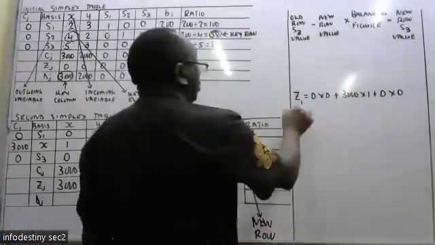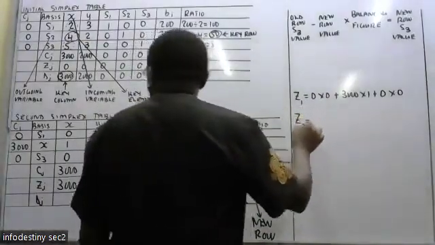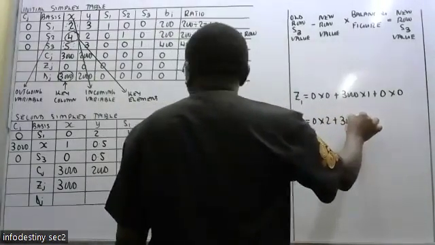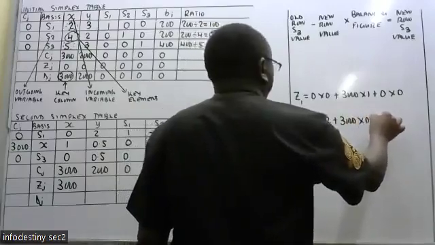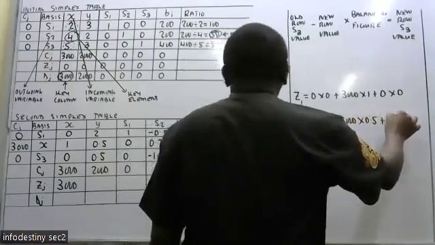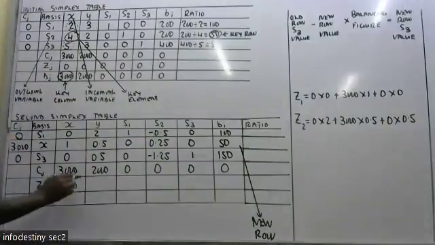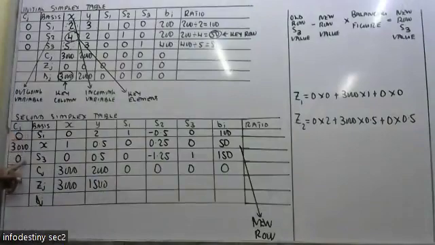When it comes to Z2, it will be 0 times 2 plus 3,000 times 0.5 plus 0 times 0.5. So that is 1,500. And as you can see now, these two are zeros. So the only one that is working here is 3,000. So we can now quickly go, 3,000 times 0 is 0.